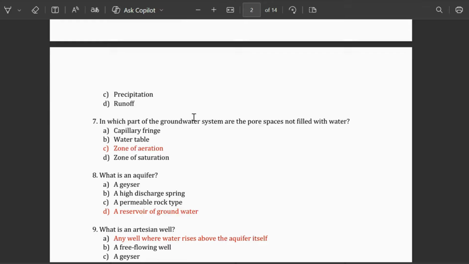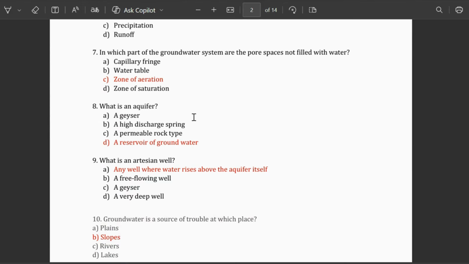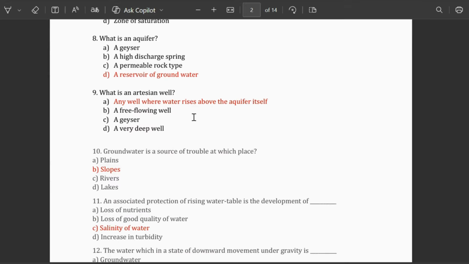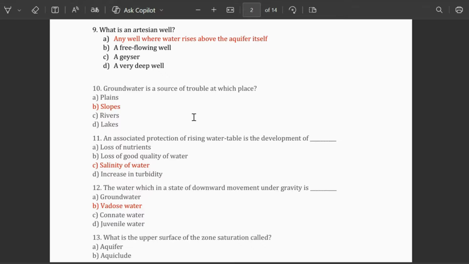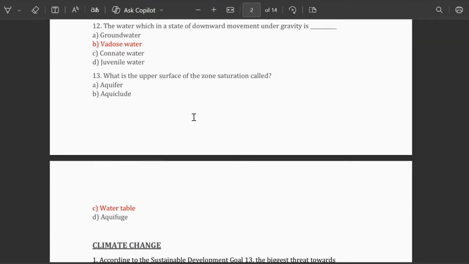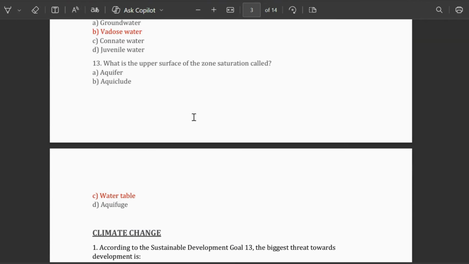It is infiltration. In which part of the groundwater system are the pore spaces not filled with water? Zone of aeration. What is an aquifer? A reservoir of groundwater. What is an artesian well? It is any well where the water rises above the aquifer itself. Then groundwater is a source of trouble at which place? It is slopes, and associated protection of rising water table is a depletion of salinity of water. Water in the state of downward movement under gravity is vadose water. What is the upper surface of the zone of saturation called? Water table.